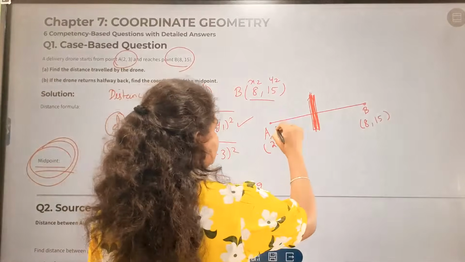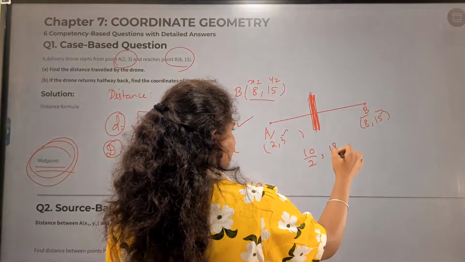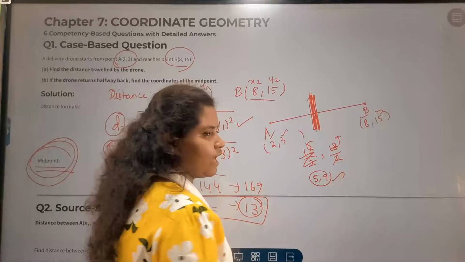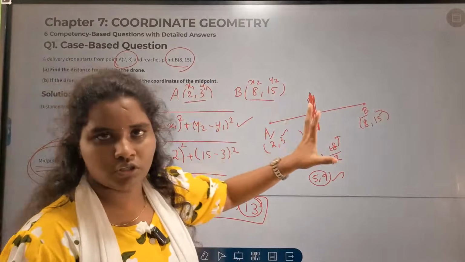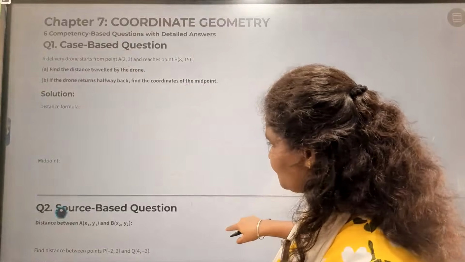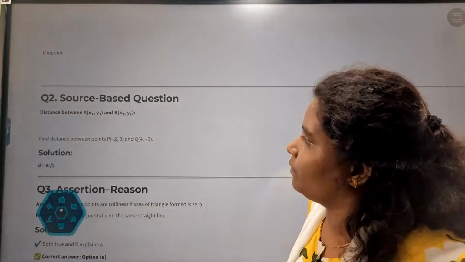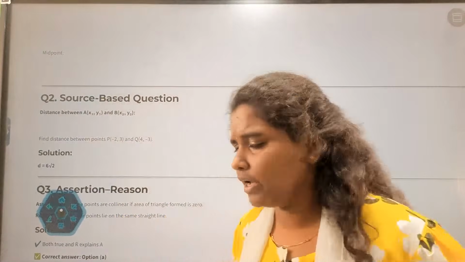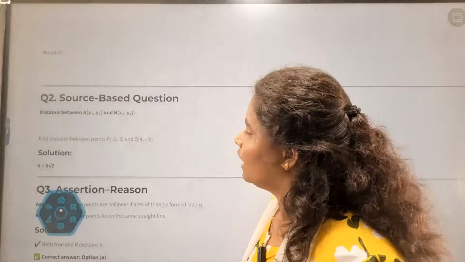See, just first 2 plus 8, 10 by 2. 3 plus 15, it's 18 by 2. So 5, 9. So 5, 9 is the answer. Clear? So in the same question we find distance and midpoint. And the same concept, see here, 2 points are given, P and Q, then we find the distance. So by using the distance formula, we'll find the value for D, right?